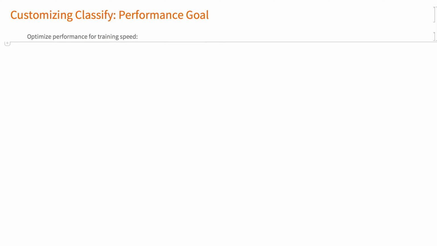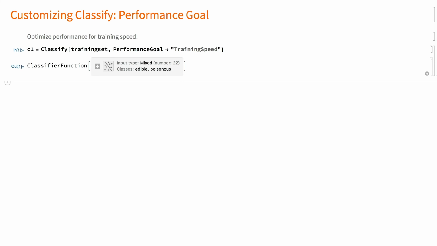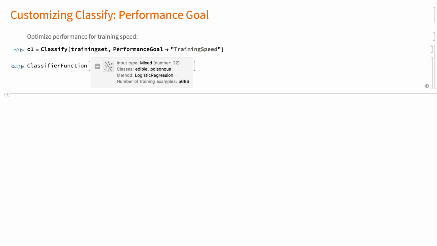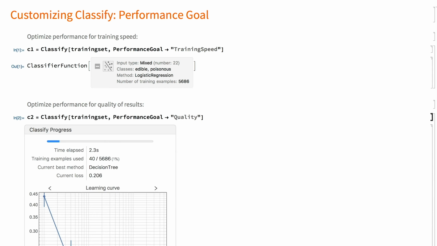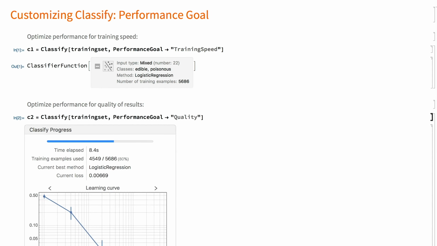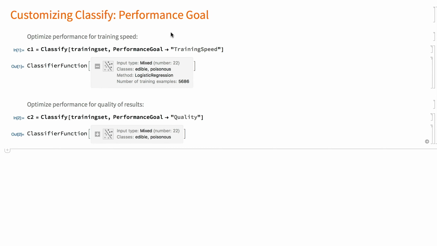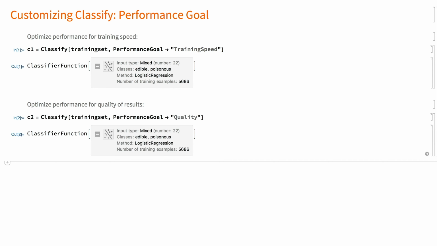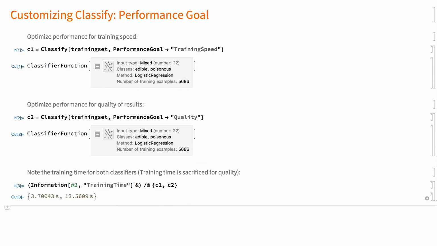Lastly, we can tune the performance of the classifier by setting a performance goal. A classifier's performance can be optimized for training speed, actual runtime speed, memory usage, or accuracy of predictions. Here is a comparison of the training times of two classifiers with different performance goals. Naturally, the training time of the classifier whose performance is being optimized for accuracy takes longer to train.